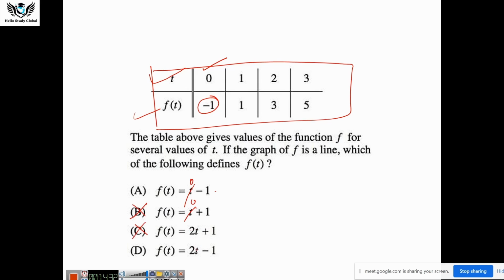At 0 this is minus 1. Okay, at 1 it should be 1. So if we put t is equal to 1, 1 minus 1 is 0, so this is equal to 0, it should be equal to 1. So A is also not right, D is what we are left with. At 1, 2 into 1 minus 1 is 1, so yes, D is the correct answer.